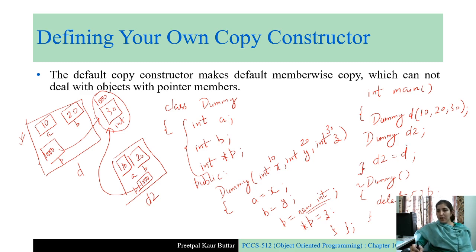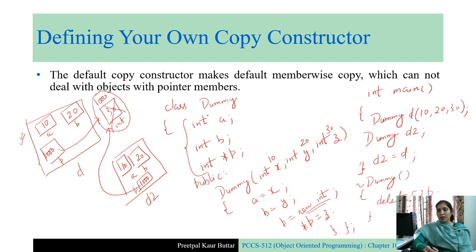What is the order of execution of destructors? You might remember the order of destructors is the reverse of the order of constructors. So first D2 will be released, D2's destructor will be executed, and then D1's destructor will be executed. When D2's destructor is being executed, what will it do? It will release this resource. It will delete this resource, and now this resource does not exist in memory.